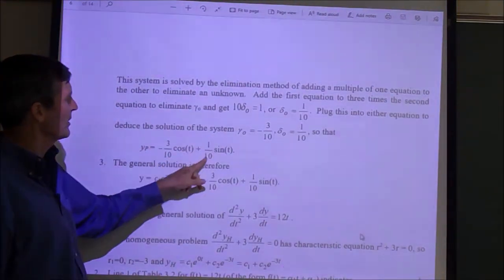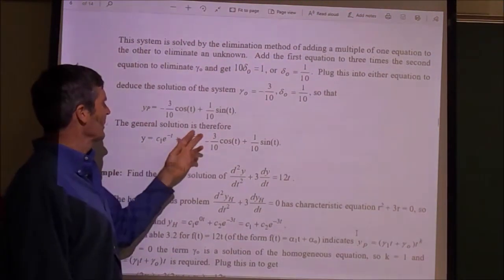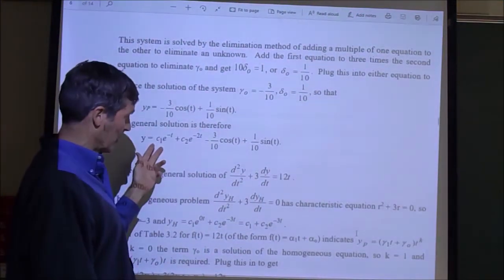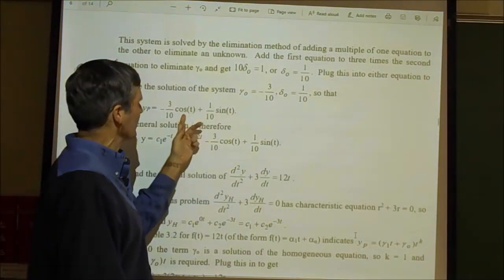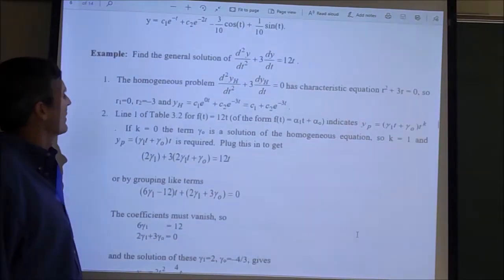I've shown that there's a particular solution of the form yp equals gamma 0, minus 3/10 cosine theta, plus delta 0, 1/10 sine theta. The general solution of the problem is then the general solution of the associated homogeneous equation plus this particular solution of the non-homogeneous problem that I just found. Pretty complicated, huh?